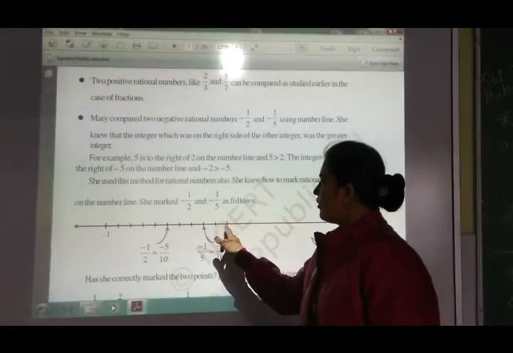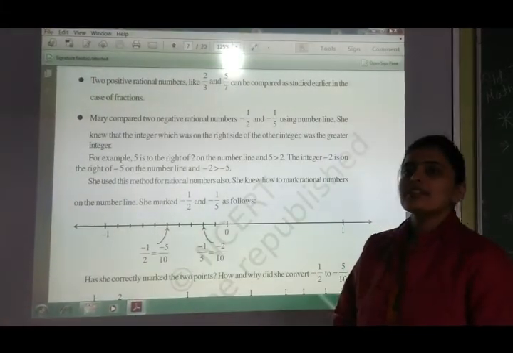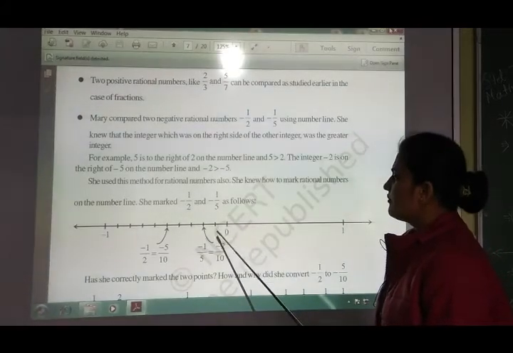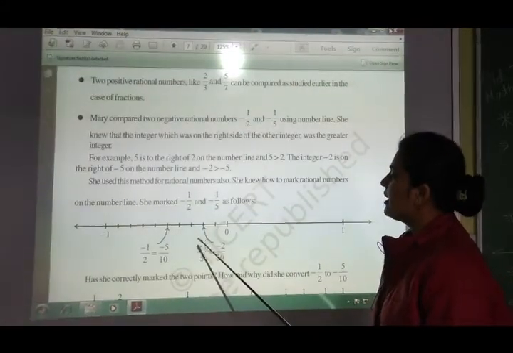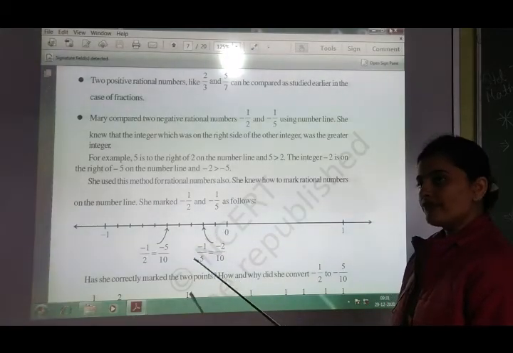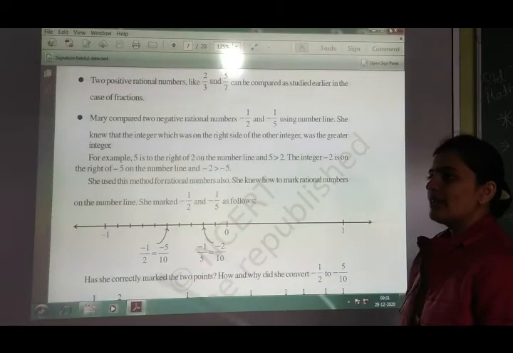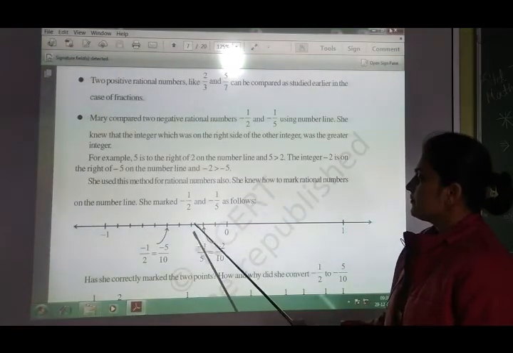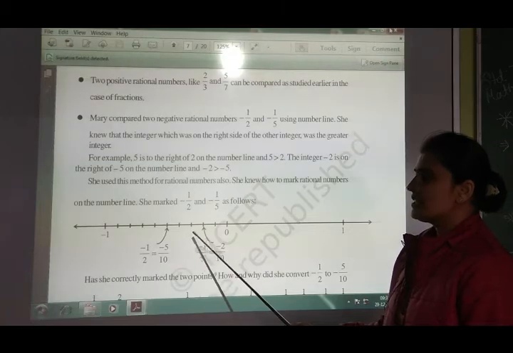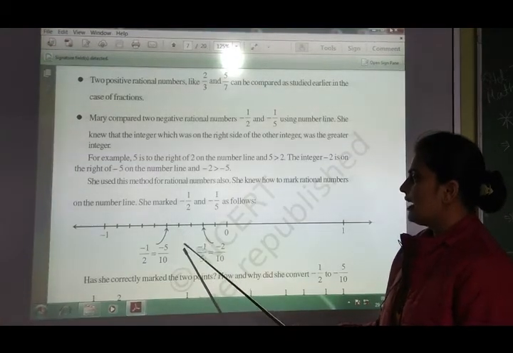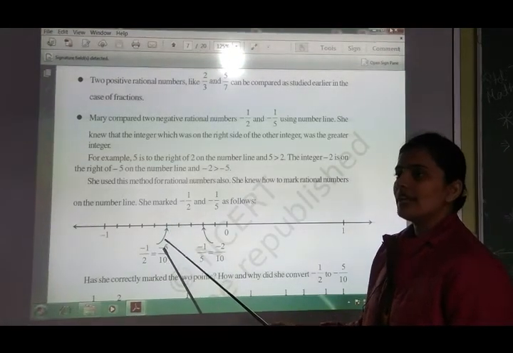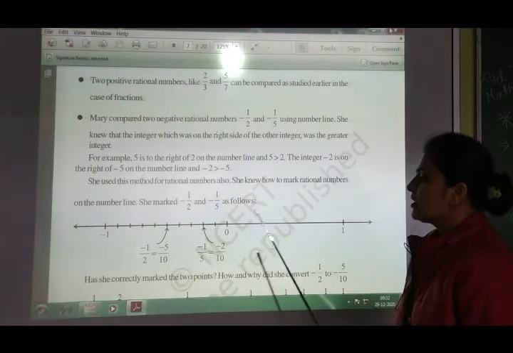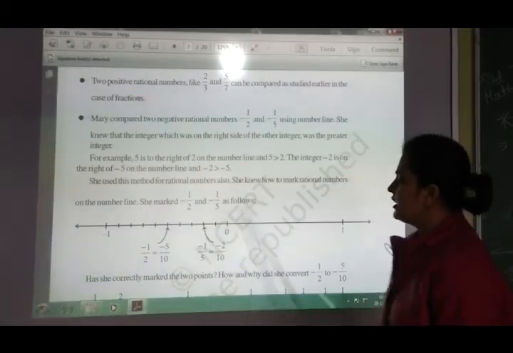So here we have to make 10 equal parts between 0 and -1. So after 0, here it will be -1/10. After that it will be -2/10, and -2/10 is equal to -1/5. Here after the third, that means -3/10, -4/10, and here it is -5/10. -5/10 is equal to -1/2. So here she has marked on the number line.